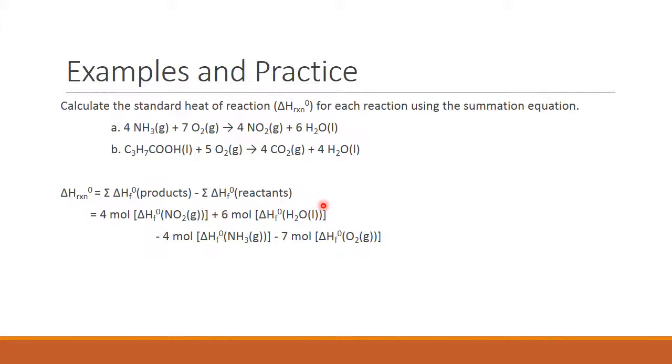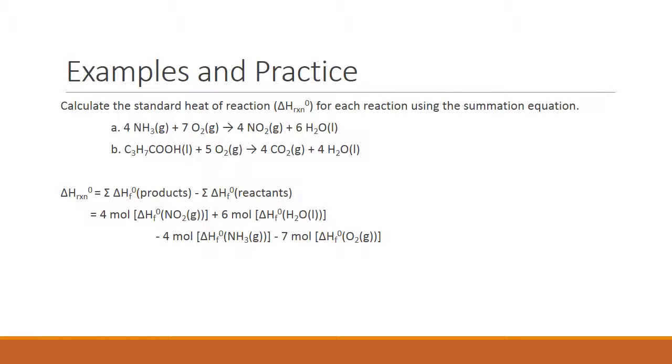Do pay close attention to the physical states, because if you look at your table, you'll see some of these substances, water I know for sure, is listed with multiple states, and not just liquid water that's on there, but also solid water, which we call ice, and water in the gas state, which we call water vapor. So make sure you get the right one there. And then I also have 2 reactants, so I'm going to subtract out those. So minus 4 moles times the heat of formation of ammonia, that's NH3 gas, and then minus the 7 moles of the standard heat of formation of oxygen gas.